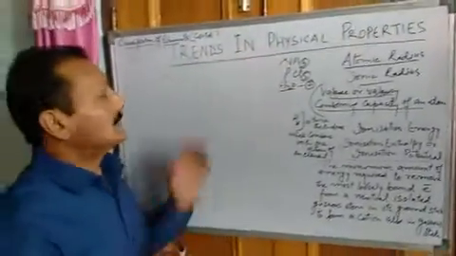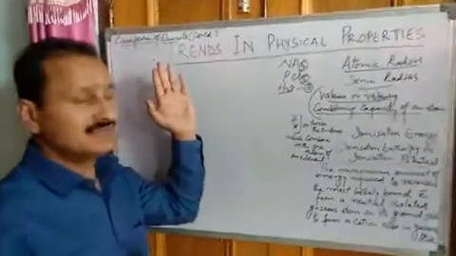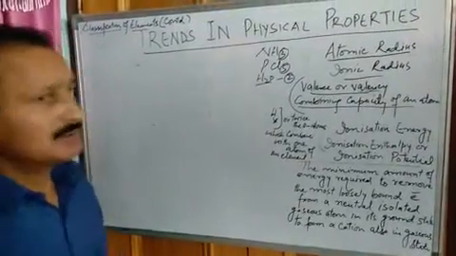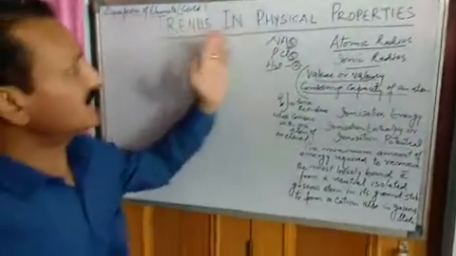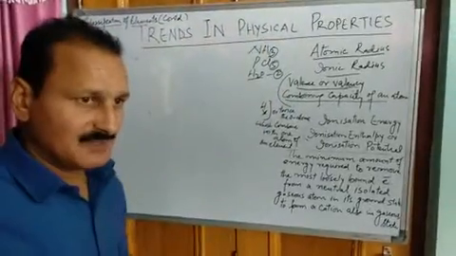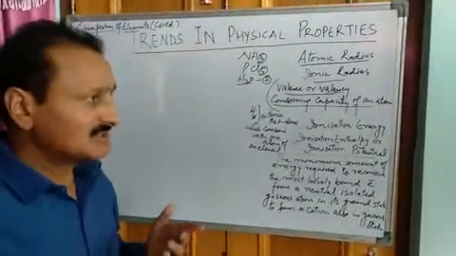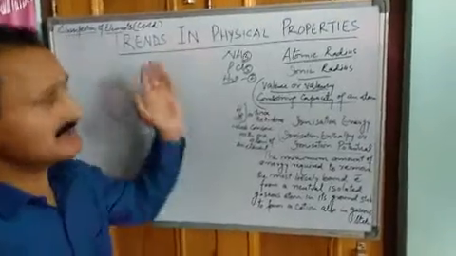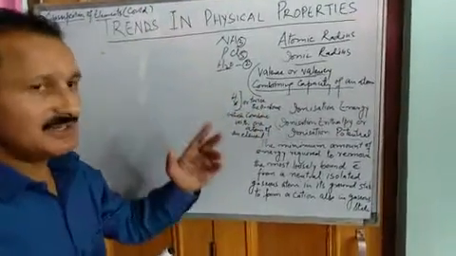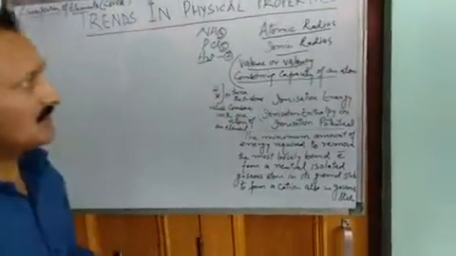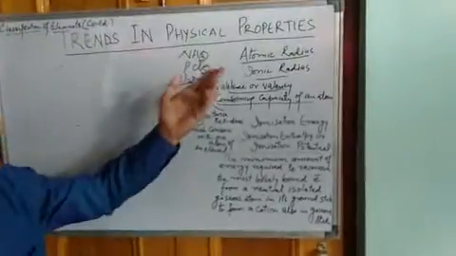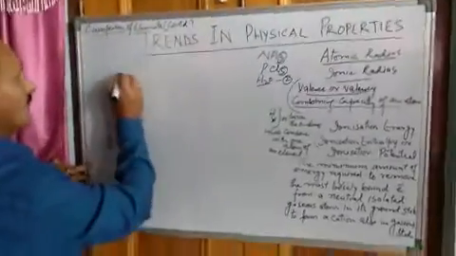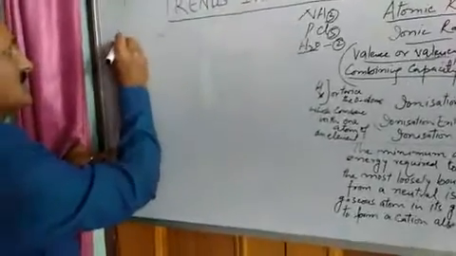Continuing with the unit of classification of elements for 11th class. Today's topic is trends in physical properties. There are some physical properties which we shall be discussing today, and their trends along a period and then in a group. First, let us come to some physical properties, for example, atomic radius.